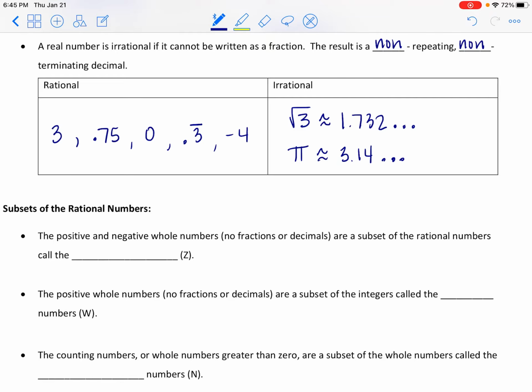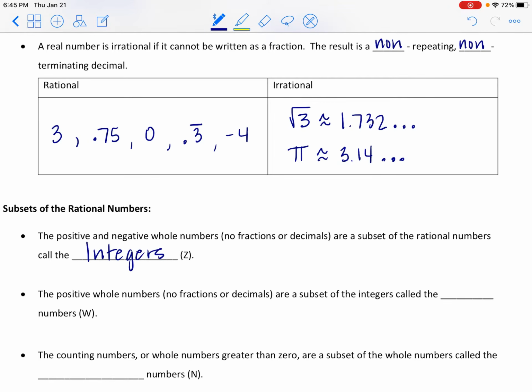So we have these real numbers we can plot on the number line. Some of them we can write as fractions and some of them we can't. If we take that group that we can write as fractions, we can divide that group into some smaller groups, some smaller subsets. So in that group of rationals, if we got rid of the numbers in there that aren't whole, if we're just looking at the positive and negative whole numbers, so no actual fractions or decimals, from that group, we have a subset of the rationals that we call the integers.